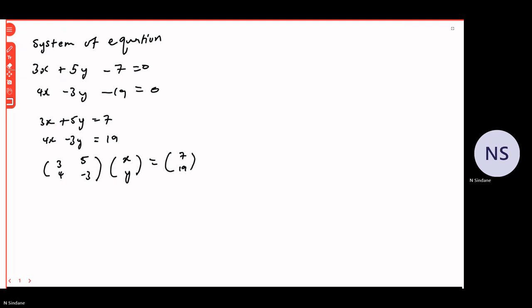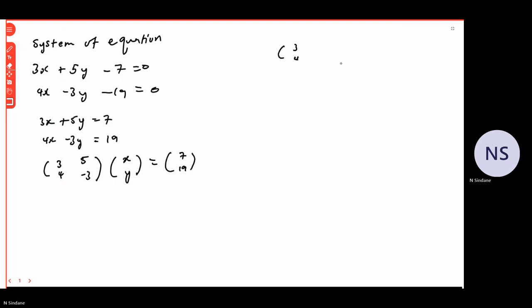After writing it in matrix form, we need to determine the inverse of this matrix. The reason for determining the inverse is to remove this matrix. Removing it means I must get its inverse, which is more like dividing by it. But how do I identify the inverse?